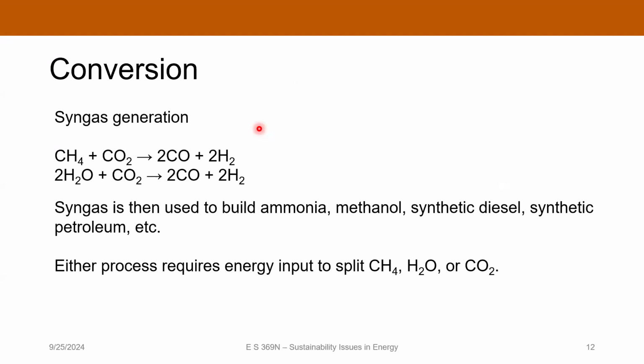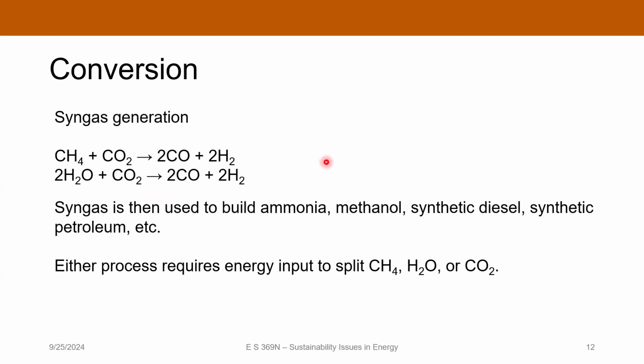These are synthetic fuels that are made by combining carbon dioxide with hydrogen that's produced by electrolysis. And you really utilize this syngas generation step to make those. What ends up happening is you can take the syngas, which is carbon monoxide and hydrogen, and you can combine them together to make various synthetic fuels: synthetic diesel, ammonia, methanol, things like that.